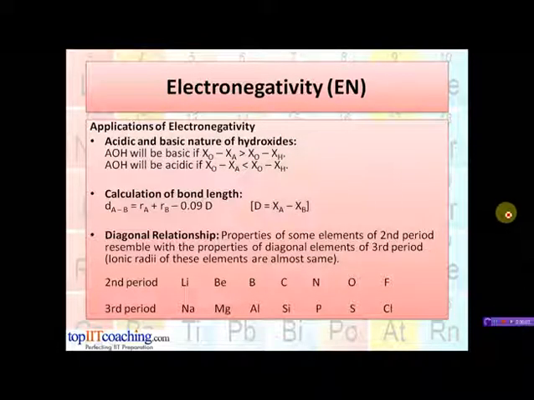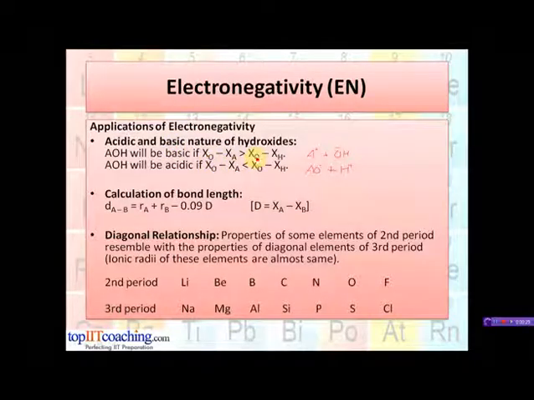Another application of electronegativity is the acidic and basic nature of hydroxides. Now, if a hydroxide AOH, where A is the element, is basic, it will furnish hydroxyl ions in the solution. But if it is acidic, it will furnish hydrogen ions in the solution.